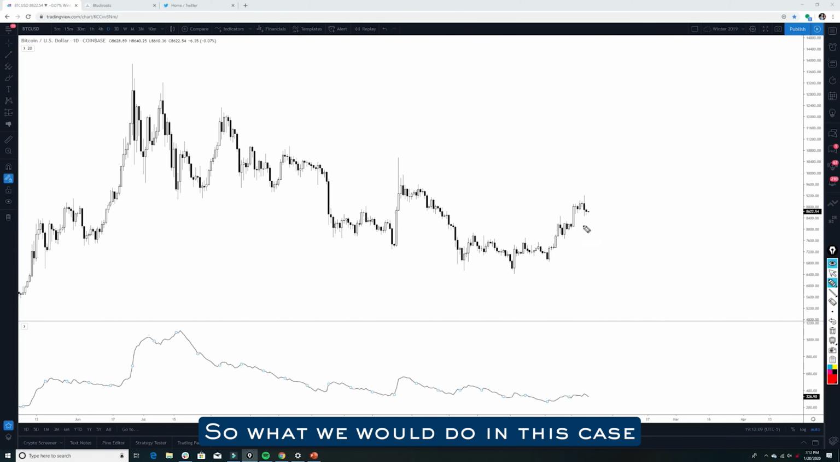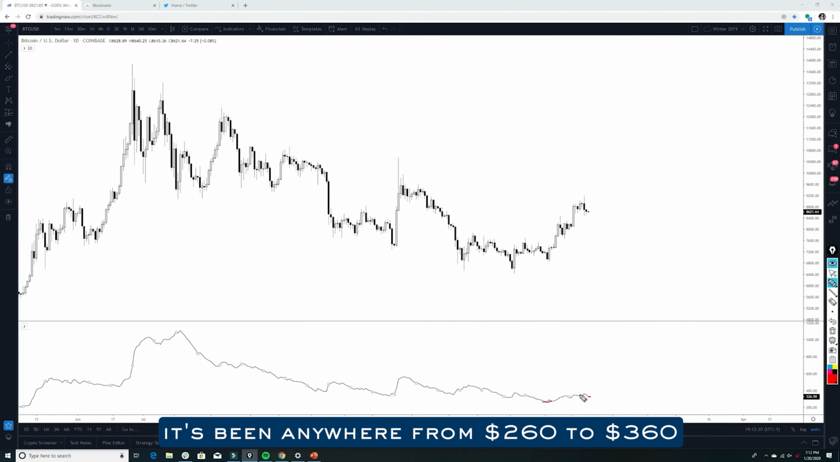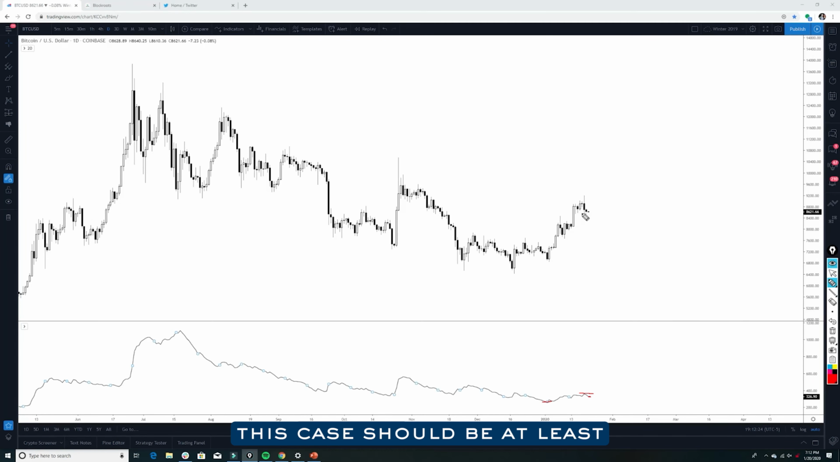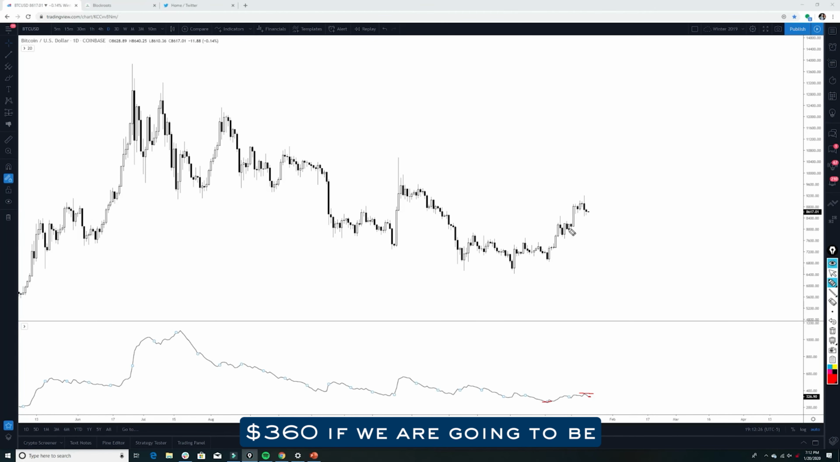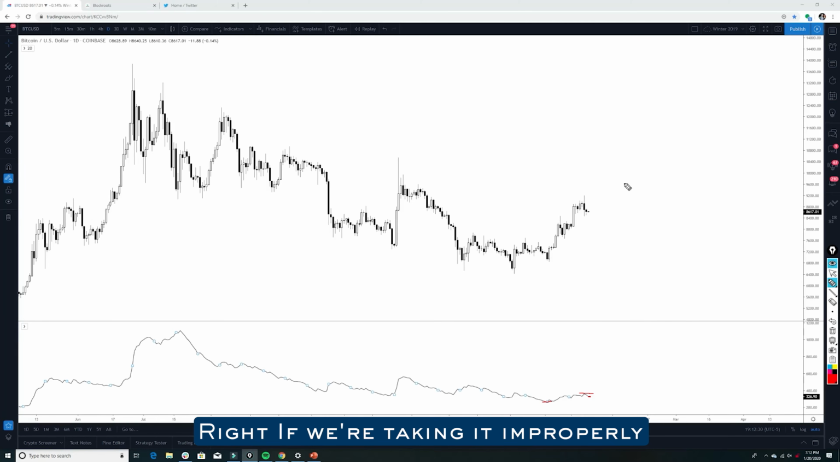So what we would do in this case, if we were looking to enter into a volatile trend, is we would take a multiple of this value. So in this case, let's say that for this trend, it's been anywhere from $260 to $360. So our stop in this case should be at least $360 if we are going to be taking the volatility into account, right? If we're taking it in properly.